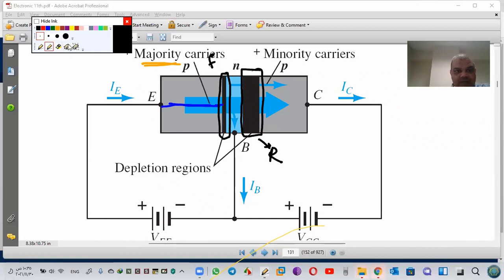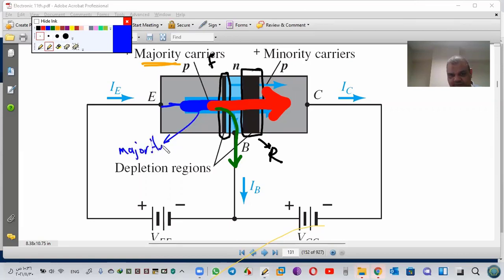Okay, what about current? See current here, starts from the emitter, arrives to this area. In this area, we have very small recombination. So we'll continue to the collector. And a very small amount returns to the base. This is for, what is the name for this one? It is majority carrier, majority current.